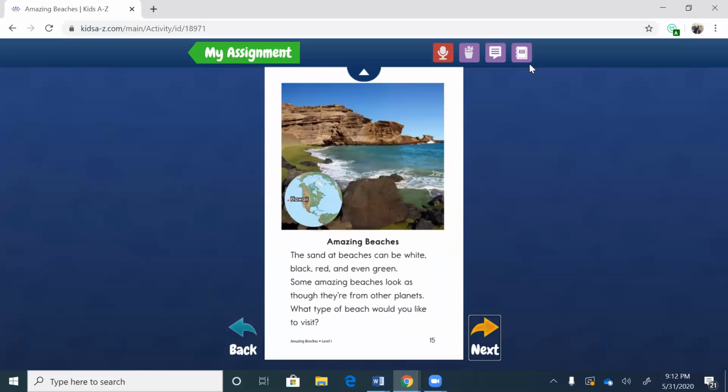Right? Look at the beautiful picture. This is Hawaii. Amazing beaches. The sand at beaches can be white, black, red, and even green. Some amazing beaches look as though they're from other planets. What type of beach would you like to visit?